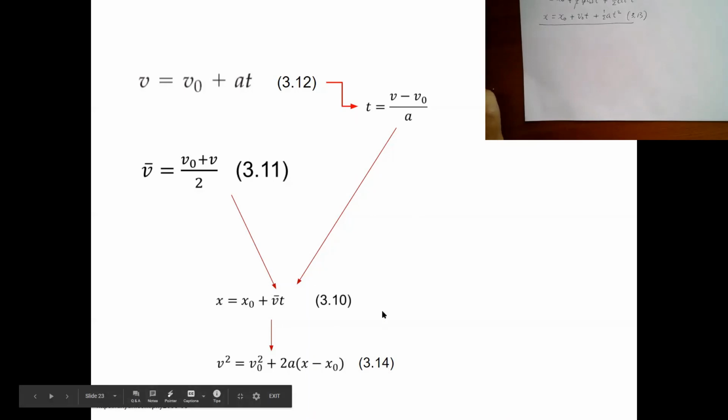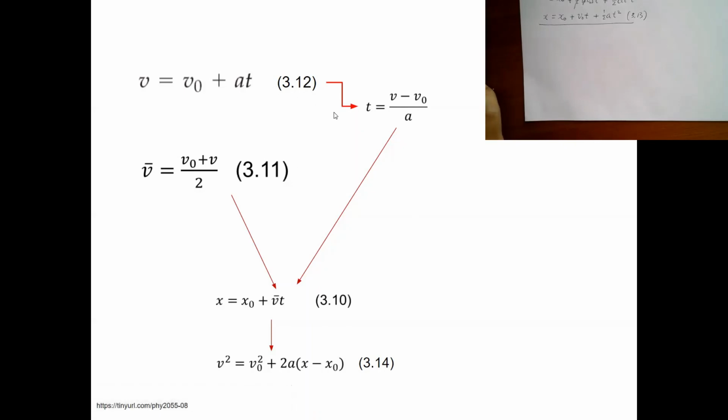Again, it's derived from 3.12 and 3.11 to start with. From 3.12 you can rewrite, so you can write t in terms of the other quantities. Basically you are going to do v minus v0 on this side, moving the v0 to the left hand, and then you will have at remaining on the right hand. Then you divide both sides by a, and you'll have just t on the right hand. So t is equal to v minus v0 divided by a.